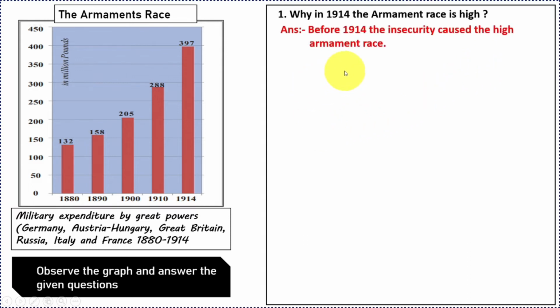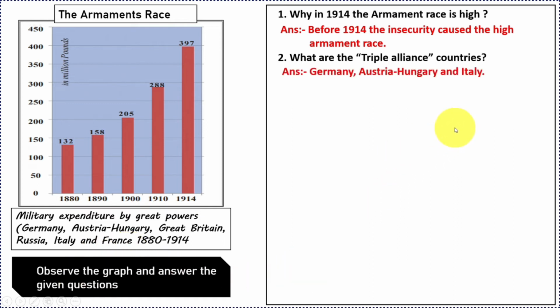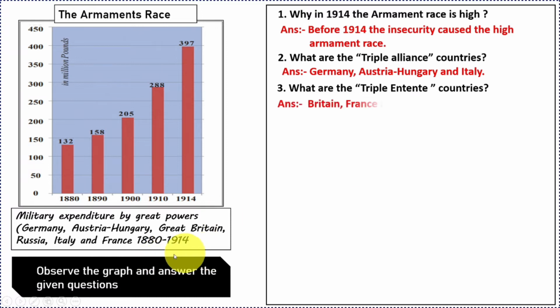Before 1914 the insecurity caused the high armament race. Insecurity in the sense each country became enemy to each other. What are the triple alliance countries? Here we know very well. Germany, Austria-Hungary and Italy are the triple alliance countries. What are the triple entente countries? Here Great Britain, Russia and France are the triple entente countries.